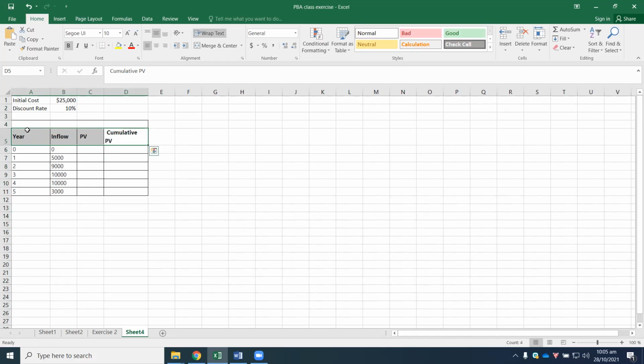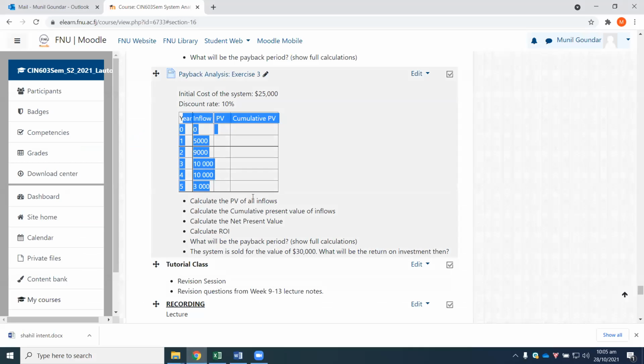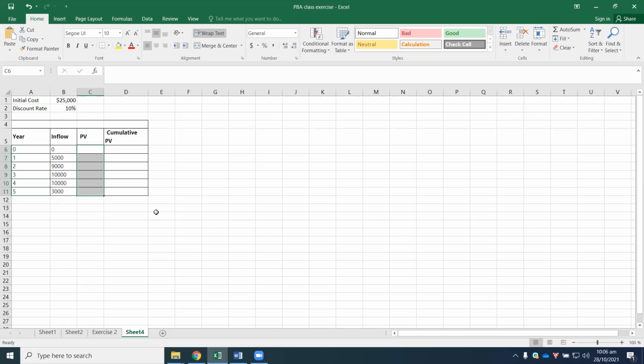So what I will ask you to do is, as soon as you're done with the table, I'll give you 3 minutes. Okay, take 5 minutes and try to find out what is the present value. Very quickly, everyone. You're supposed to find the present value and the cumulative present value. Try to get that done and then I'll mark it up. You have 5 minutes with you.